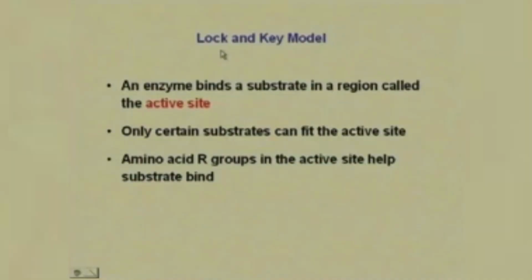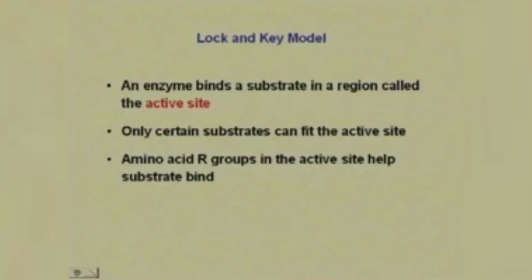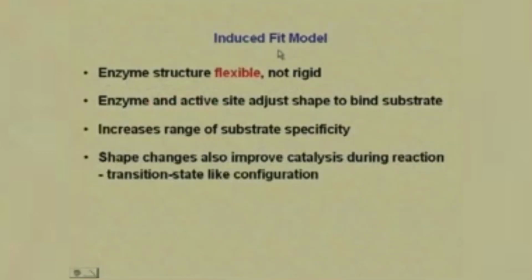What are the features of this model? In the lock and key model, the enzyme binds a substrate in a region called the active site, which we have seen. Only certain substrates can fit the active site. And what helps the active site help the substrate bind? It is the R groups. So either the hydrophobicity, or the positively charged, or the negatively charged, or the hydrogen bonding, whatever you're talking about, it's all the amino acid side chains that are actually eventually taking part in the reaction. So to form the enzyme substrate complex, we can have a lock and key model. We can have an induced fit model.